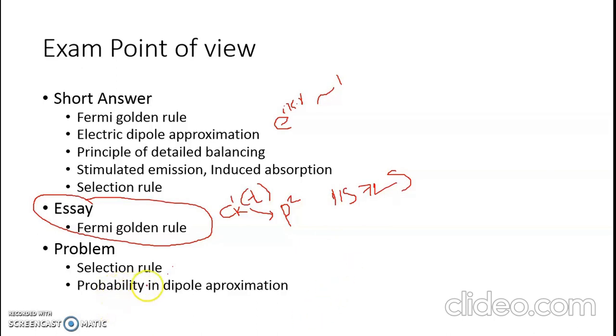Another possible question is on probability. This question is being asked as a problem question. Last year, the candidate was asked to evaluate the probability of transition in electric dipole approximation. So with that, we come to an end for the discussion of this module.